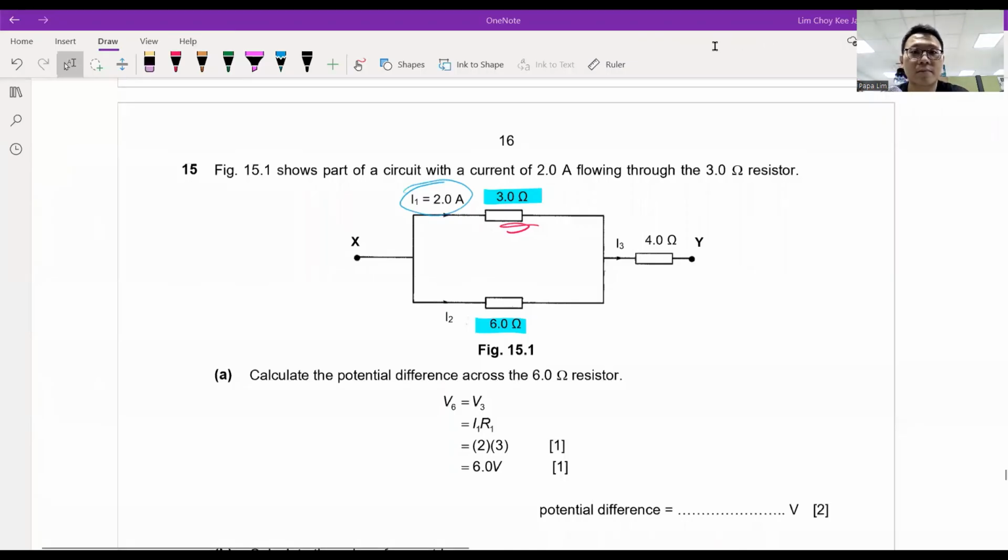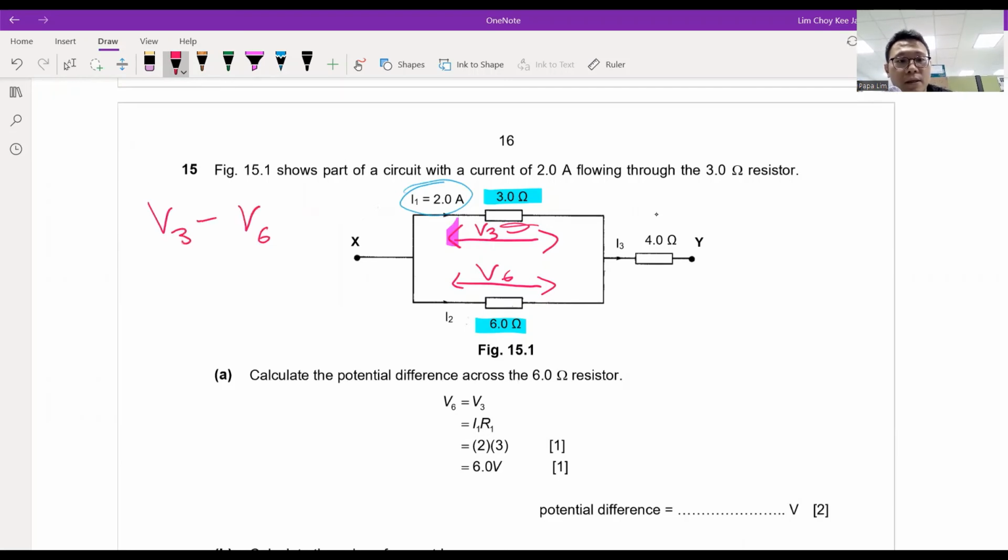Okay, so the things to take note for parallel circuit, remember, we are looking at the parallel circuit, 3 ohm and 6 ohm. One of the important things that we have for parallel circuits, remember, is the potential difference between these 2 branches. Because they are parallel branches, V3 and V6 are actually the same. For parallel branches, the potential difference across them is actually the same. These are some of the properties that you have for parallel branches.